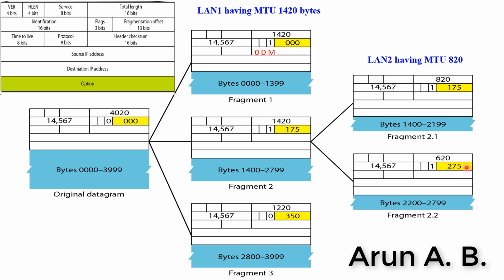Now we calculate the offset for this one. The offset for this sub packet is calculated by taking into consideration the data size of the previous packet. The previous packet's data size is 800. So 800 divided by 8 will give us 100. Therefore, to 175, if I add 100, it will give me 275. Therefore this is the offset. This is how fragmentation takes place.